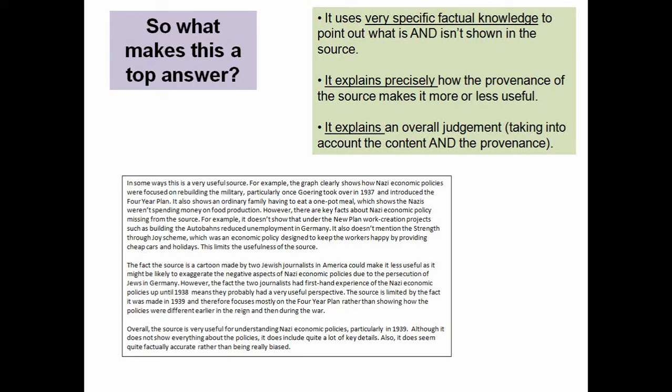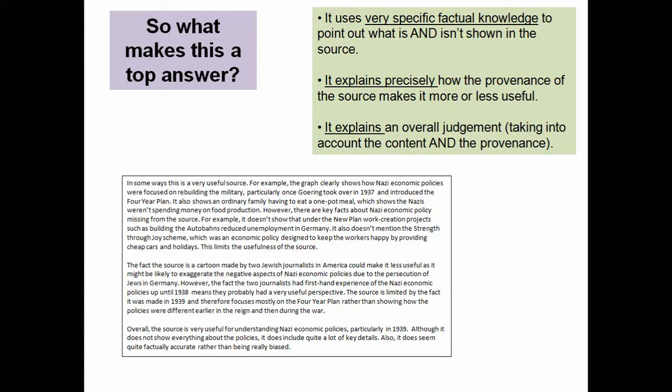So we're avoiding simplistic sentences like, it was written by some Jewish journalists in America, therefore it's biased. We're really trying to explain precisely what makes it biased, or in what ways it might be biased, or even not biased. And then thirdly, it explains an overall judgment. It takes into account the content and the provenance of the source, and it talks about the extent of the usefulness, not just a simple black and white judgment.